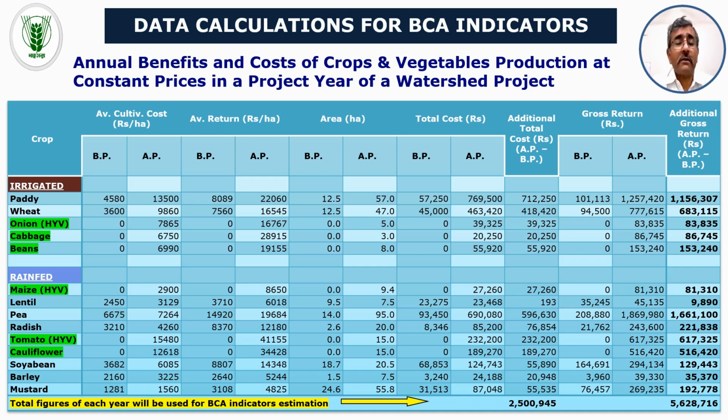These figures are to be estimated crop production wise, the crop production activity wise, and then because they are in rupees term, they can be added up to reach a total as given below with the yellow background. These figures of additional total cost and additional gross return will be used in the estimation of the benefit cost analysis indicators.